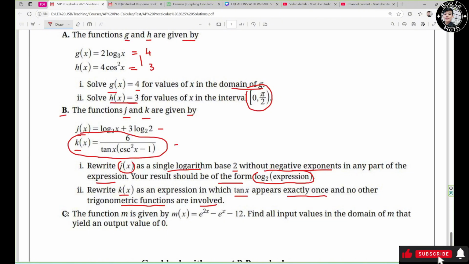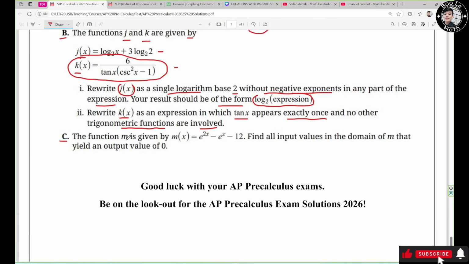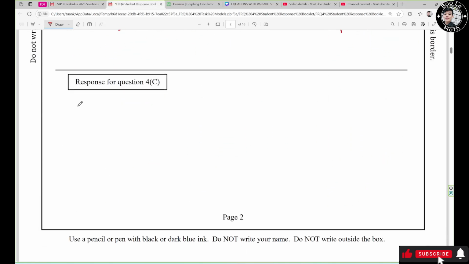Now let's move on to question C. The function m is given by m of s equals e to the 2s minus e to the s minus 12. Find all input values in the domain of m that yield an output value of 0. So I need to solve m of s equals 0, which means e to the 2s minus e to the s minus 12 equals 0.